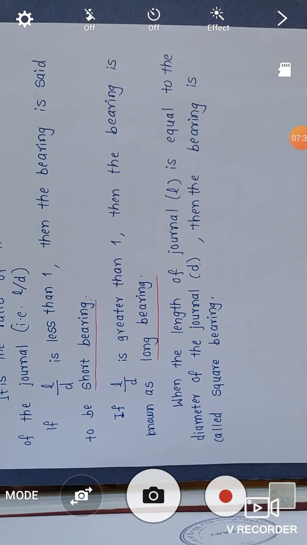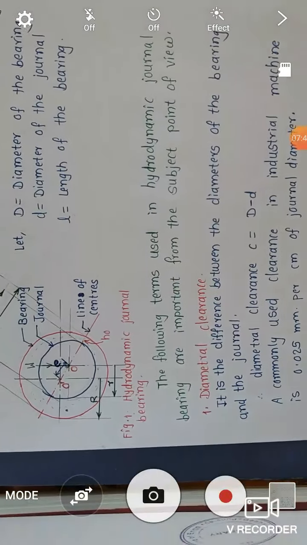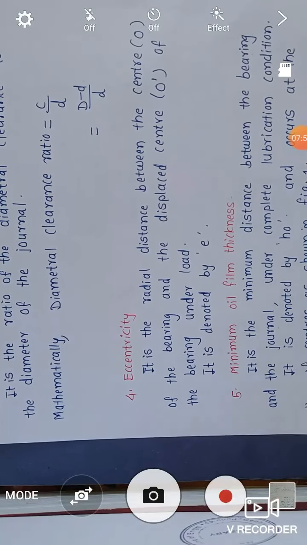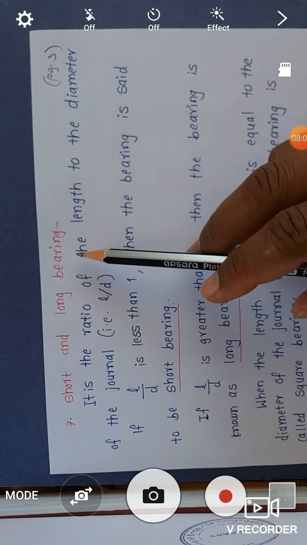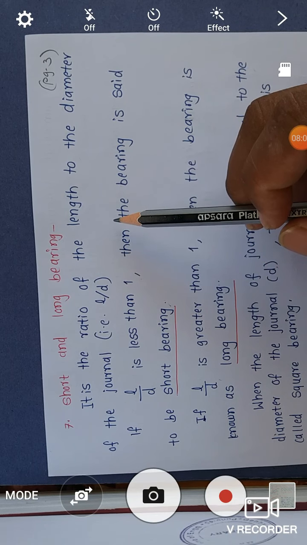So in this way, today we learn about the terms used in hydrodynamic journal bearing, that is diametral clearance, radial clearance, then diametral clearance ratio, eccentricity, minimum oil film thickness, attitude or eccentricity ratio, and short and long bearing. So here we finish our lecture. Thank you.